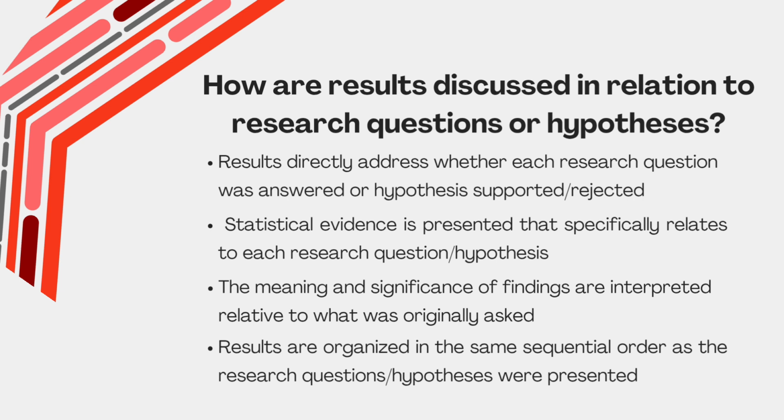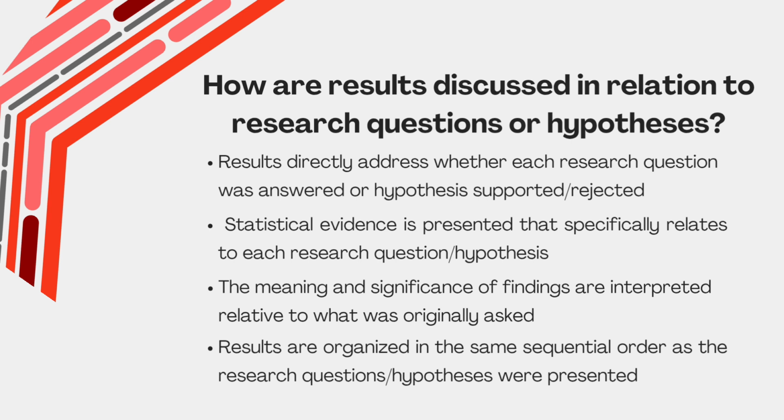How are results discussed in relation to research questions or hypotheses? The first one, we have results directly address whether each research question was answered or hypothesis supported or rejected. This means that the results section should clearly and directly answer the research questions or confirm or reject the hypothesis stated in the introduction. The results should be relevant and specific to each question or to the hypothesis.